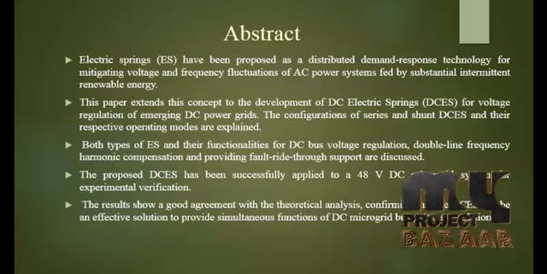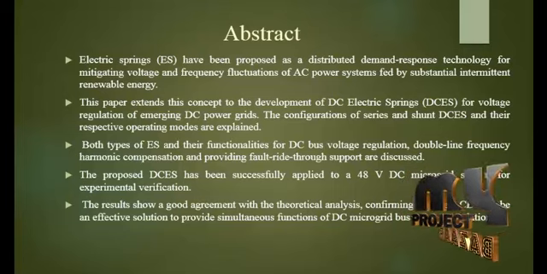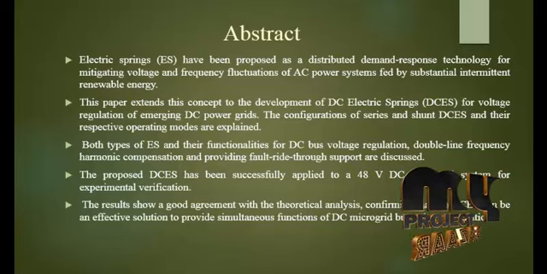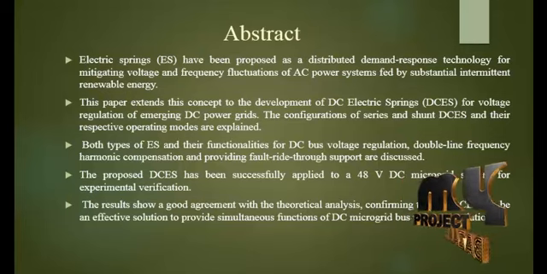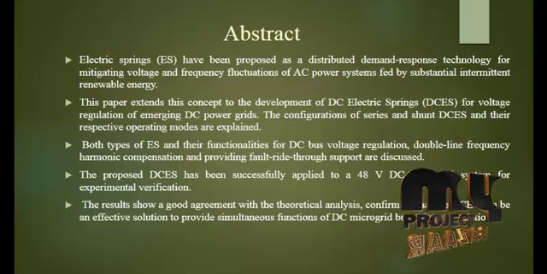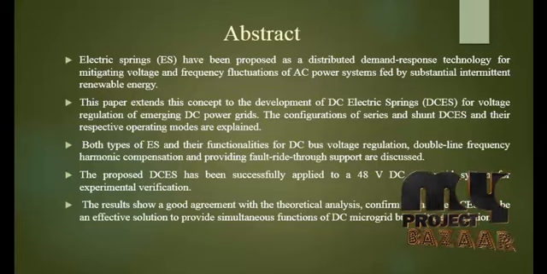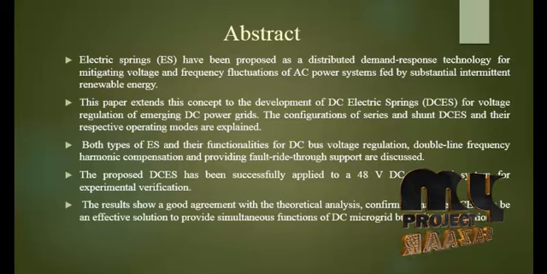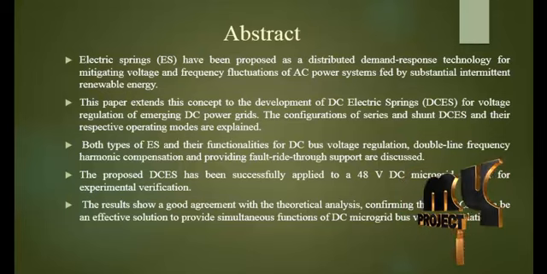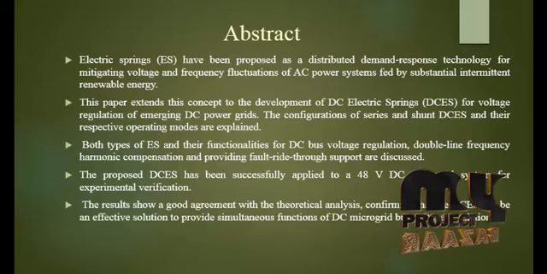The electric spring process is to reduce the frequency fluctuations, harmonics, and noise levels. So in this paper we extract the concept of development of DC electric springs for voltage regulation for emerging DC power grids. The configuration of series and shunt active electric springs for their respective operating modes is explained in detail.